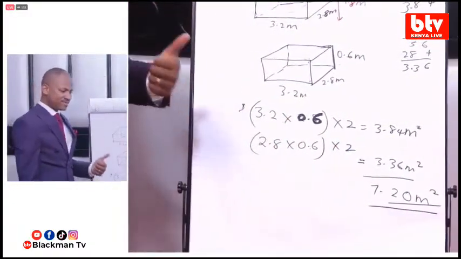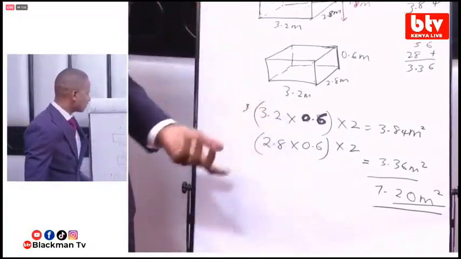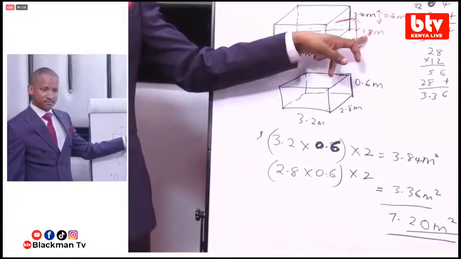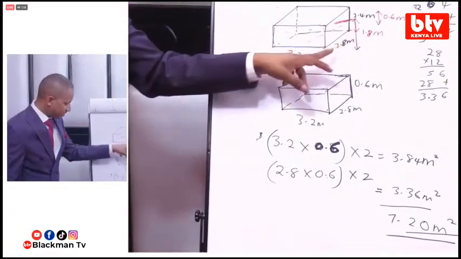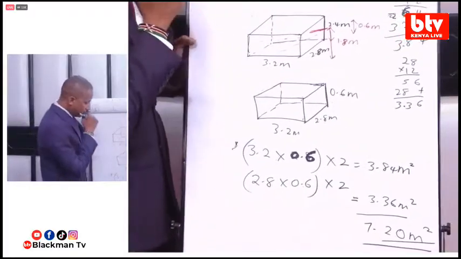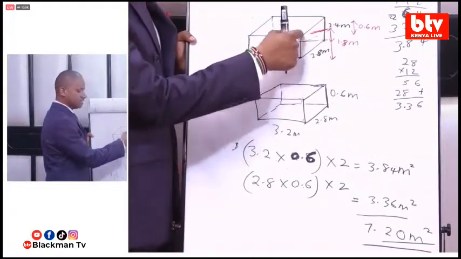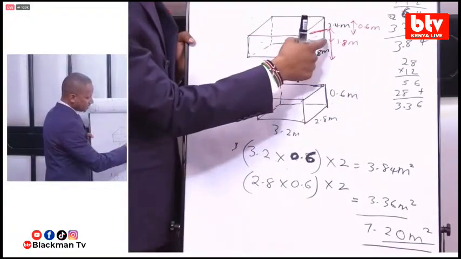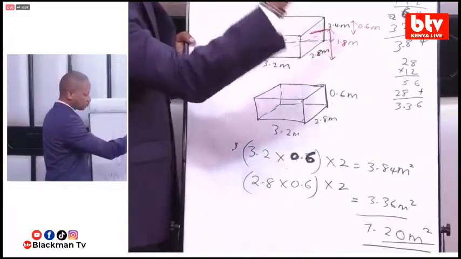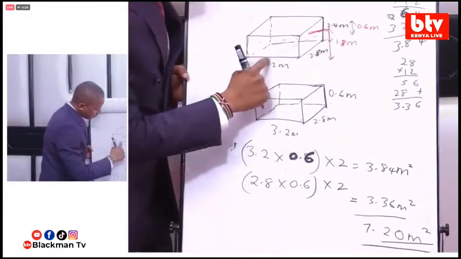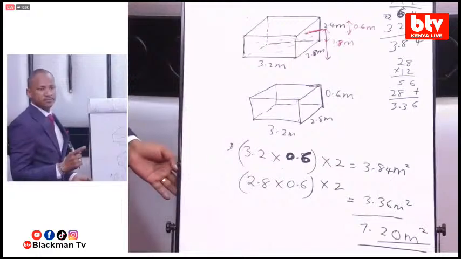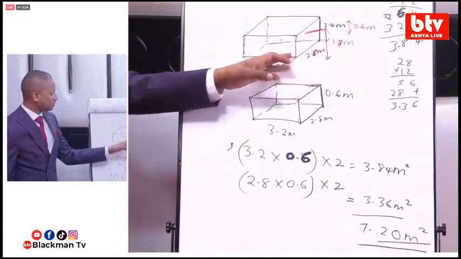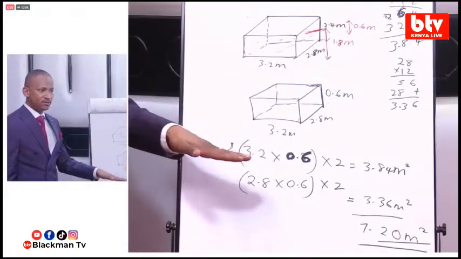What if the question wanted the area that is in contact with water? You could have used 1.8, but this time you use 3.2 times 1.8 times 2, plus 2.8 times 1.8 times 2, plus 3.2 times 2.8. I hope I'm very clear. This will give you 3 parts, because the bottom is also in contact with water.